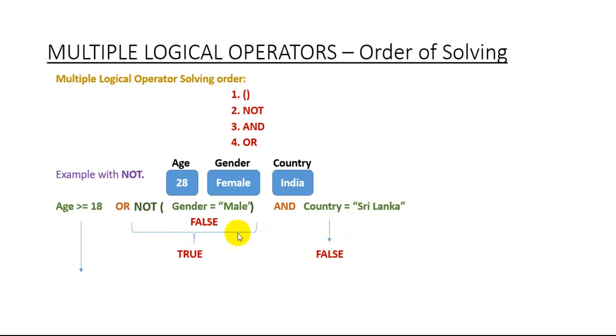And now we are going to evaluate this AND. So when you evaluate the AND, true and false is false. Age greater than or equal to 18 is true. It's 28, so age is greater than 18, so that's true. Now only we evaluate the OR. So true or false results in true. That is the OR truth table.